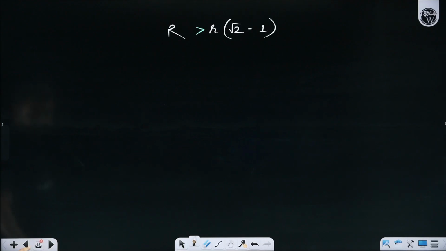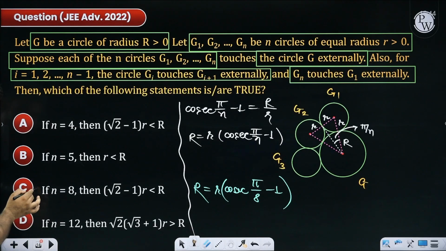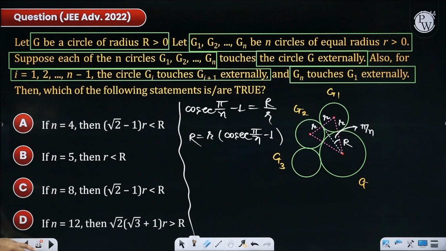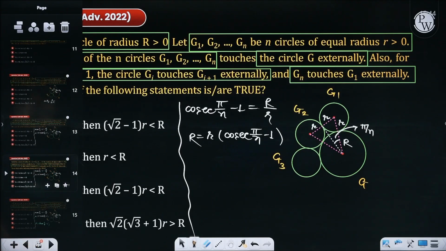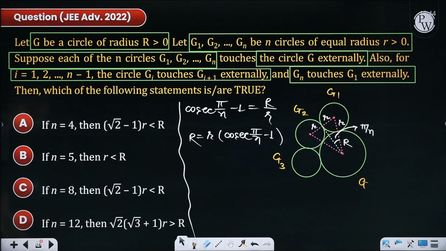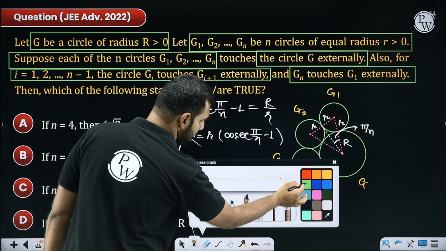So what I got was capital R is greater than root 2 minus 1 times r. So I think option C is correct. So options A and B are incorrect, option C is correct. Let's check it for option D now. I hope everyone is comfortably understanding how we are solving these questions. So now I'm going to check it for option D. If n is 12, what happens? Let's talk about that result as well.